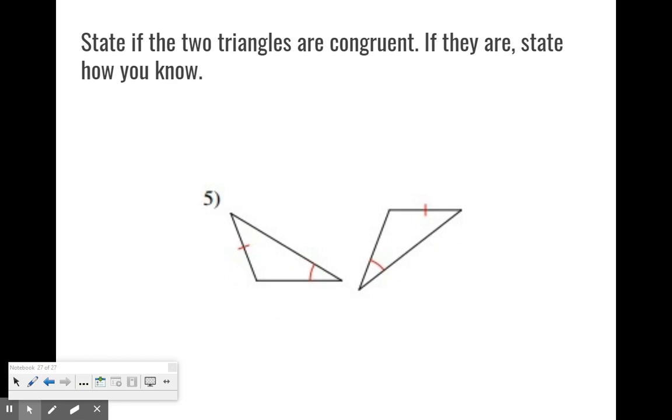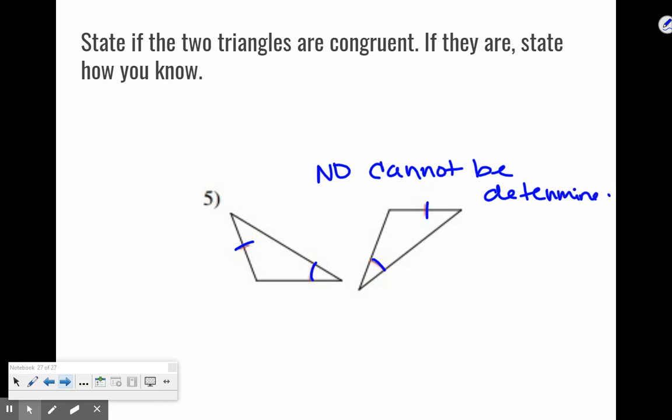All right, looking at this picture here, I have congruent sides and I have congruent angles. Do I have anything else? Hopefully you said no. Cannot be determined. We need at least three pieces in order to state a congruent shortcut. So we need more information.